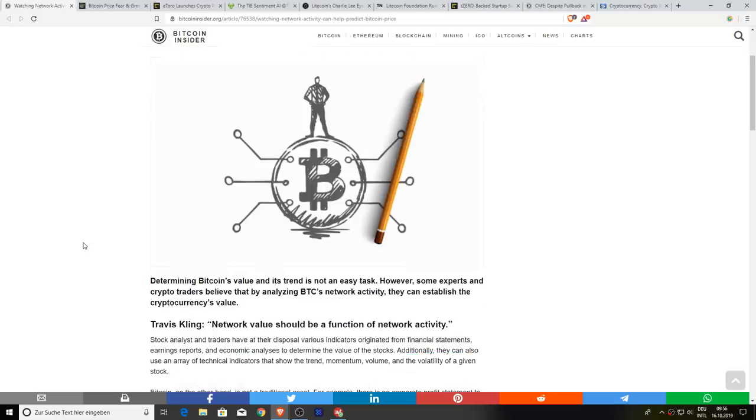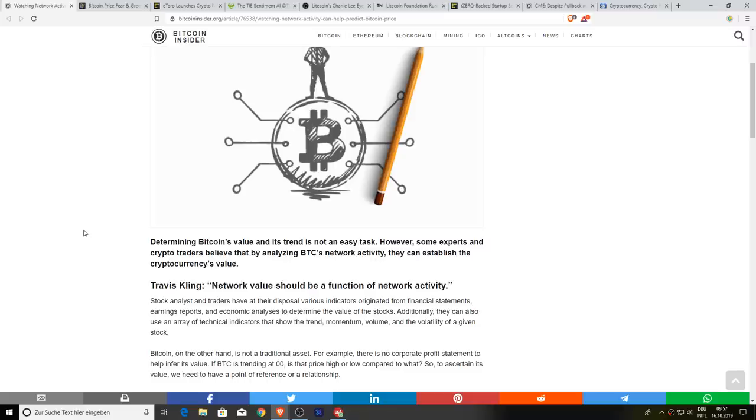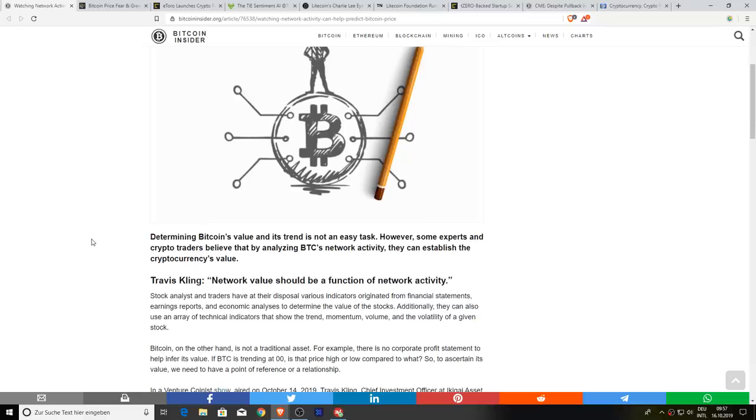Stock analysts and traders have at their disposal various indicators originated from financial statements, earning reports, and economic analyses to determine the value of stocks. Additionally, they can also use an array of technical indicators that show the trend, momentum, volume, and the volatility of a given stock. Bitcoin, on the other hand, is not a traditional asset. For example, there is no corporate profit statement to help infer its value. If Bitcoin is trending at 0.0, is its price high or low compared to what? So to ascertain its value, we need to have a point of reference or a relationship.